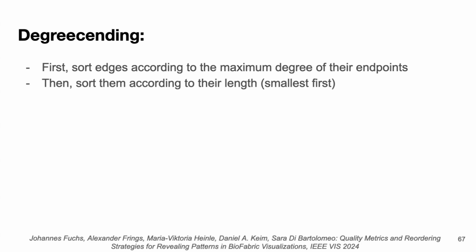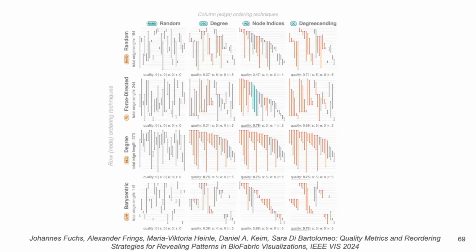So first, we sort the edges according to the maximum degree of their endpoints, which is similar to what we did before. And then after that, we sort them according to their length, starting from the smallest. I tried to help myself with a visualization of different node sorting methods, which are displayed on the rows, and different edge sorting methods, which are displayed on the columns. So how does it look when I sort the nodes by degree and then use the node indices to sort them? Doesn't look too bad.